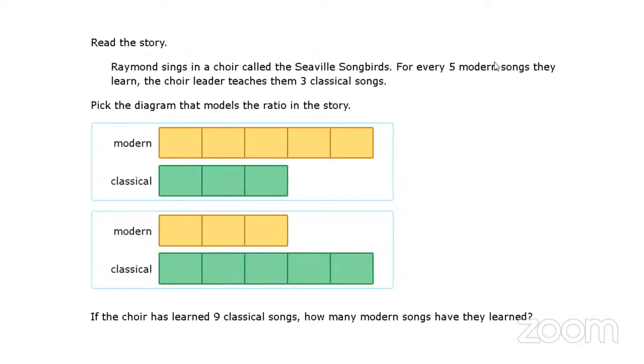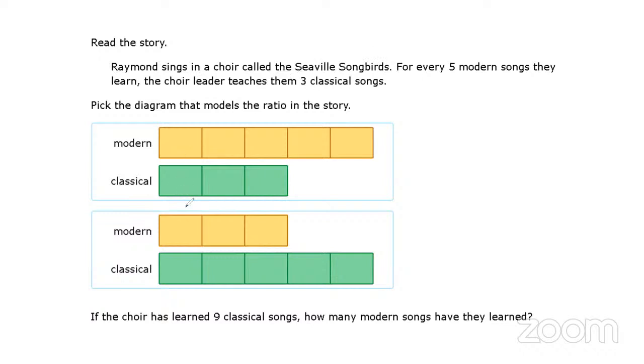So the next question reads, Raymond sings in a choir called the Seville Songbirds. For every 5 modern songs they learn, the choir leader teaches them 3 classical songs. Pick the diagram that models the ratio in the story. So let's first select the diagram that shows what the story is talking about.